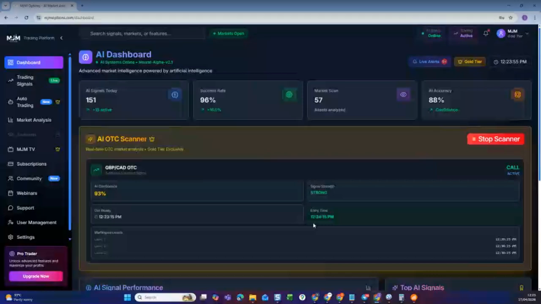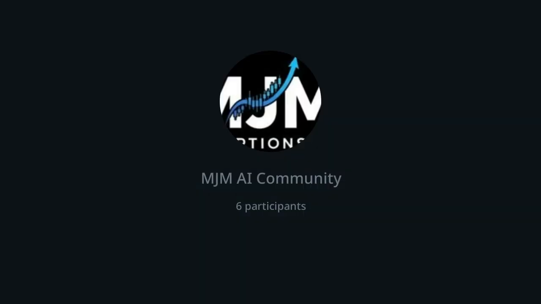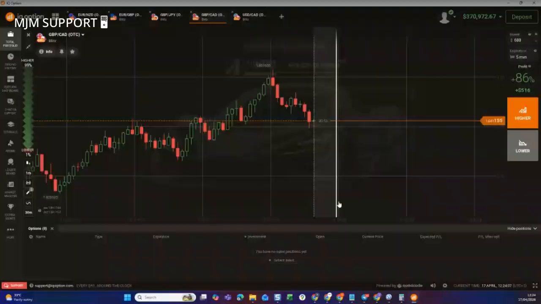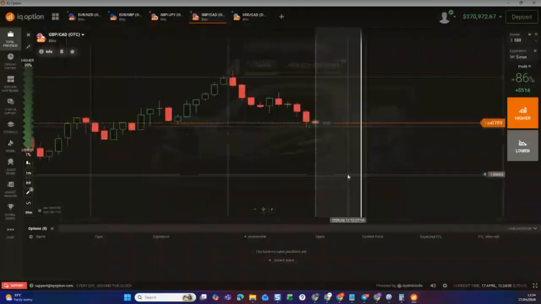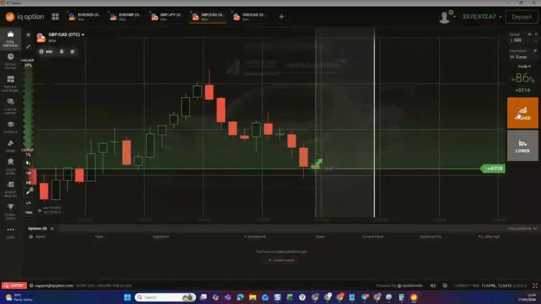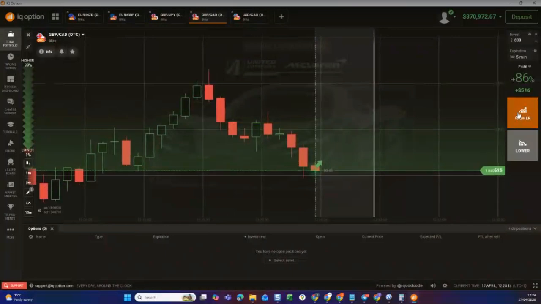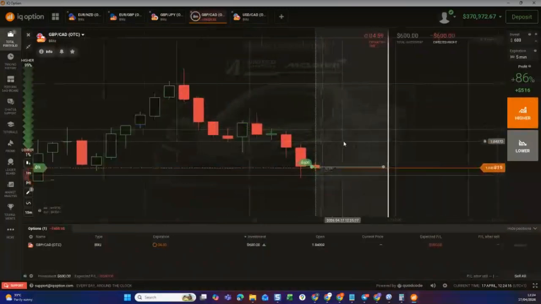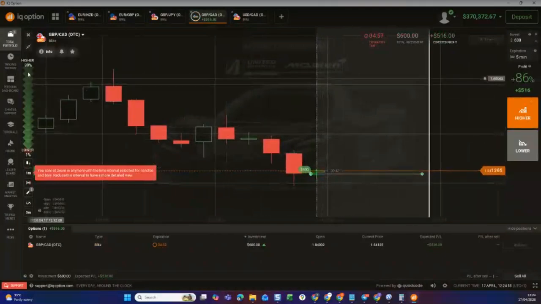The next thing we're looking for is the entry time. The entry time is 12:24:15 seconds. So in 10 seconds, we'll be buying. 8, 9, we're buying at 15, 10, 11, 12, 13, 14, 15. So we just bought now, and we are waiting for 5 minutes for the signal to run.